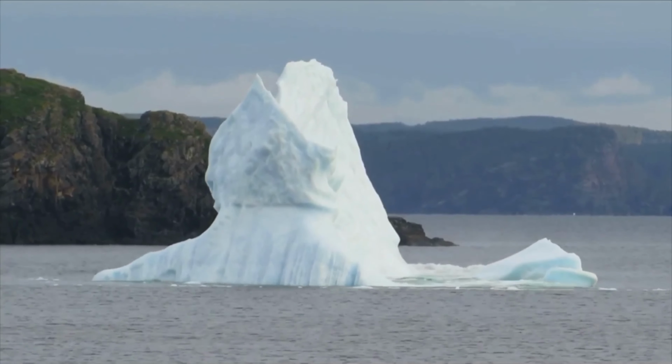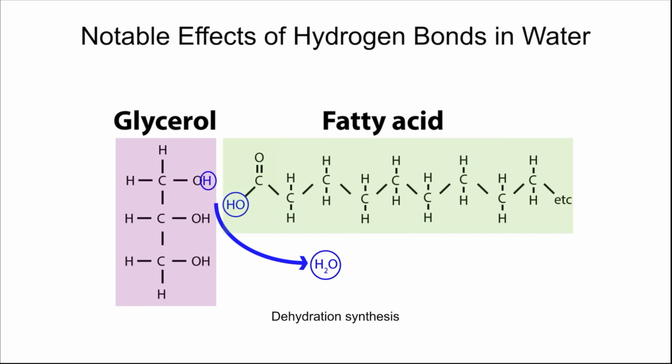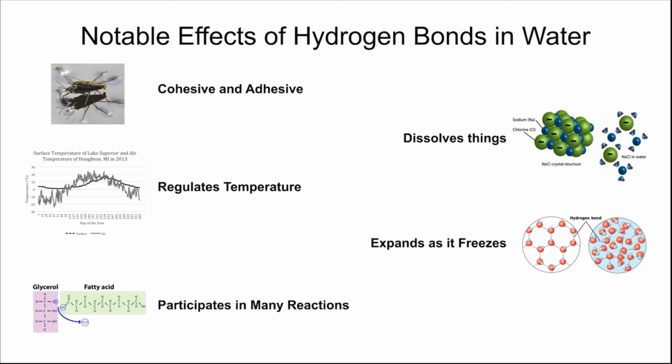The hydrogen bonds in water also enable water to participate in many chemical reactions. In dehydration synthesis between glycerol and a fatty acid, you can see that a hydrogen atom and an OH group join together to form a water molecule. In doing so, the glycerol and the fatty acid are now joined. The net loss of a water molecule means that this is considered a dehydration reaction.